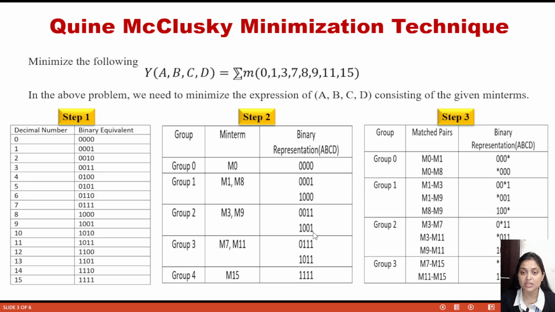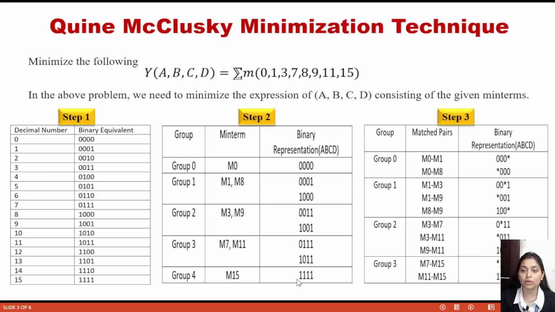M9 is 1001 and M11 is 1011. Here you can see only the third bit is different: this is 0, this is 1. The other bits are the same: 1 0, here also 1 0, then the third bit is changed 0 1, fourth bit 1 1. So we will write in the case of M9 M11 100 star.